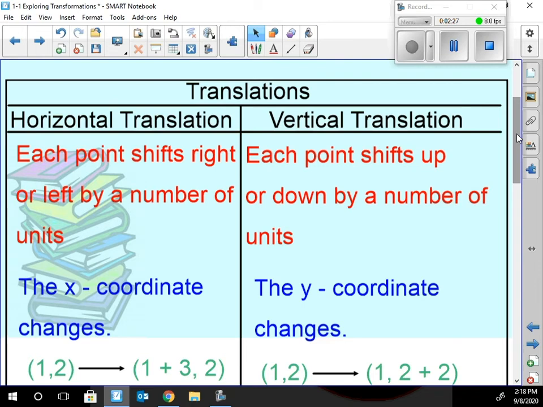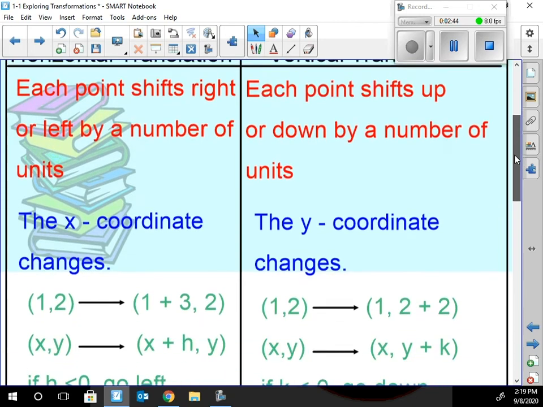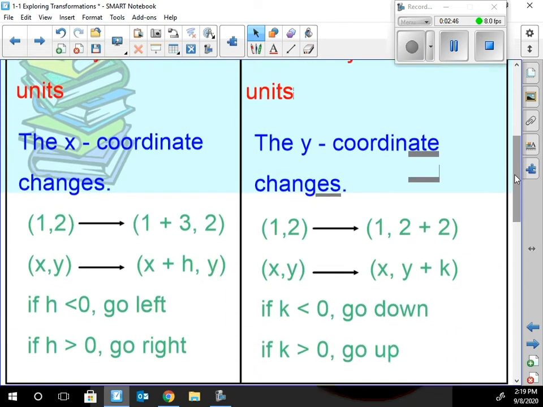Okay, so for translations, a horizontal translation, each point shifts either right or left by a certain number of units. For a vertical translation, it shifts up or down by a certain number of units. When we're doing horizontal translations, the x-coordinate is always changing. When we do vertical translations, the y-coordinate is changing.